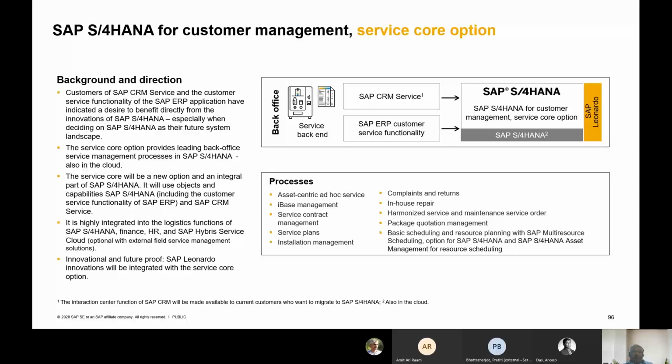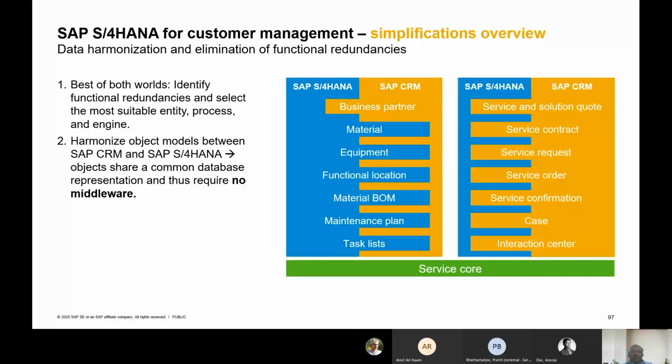Next slide, I move on. So what is the base? As you see this green bottom here, as I mentioned earlier, you have all the master data enabled in S4HANA. You will also have the transaction data, which is again part of this common service core, available in S4HANA. As for the new releases, from 1809 and 1909, there is no requirement for a middleware to interact between these two systems. Since it is all coming as part of one system, there are harmonized object models between CRM and S4HANA, which share the common database.